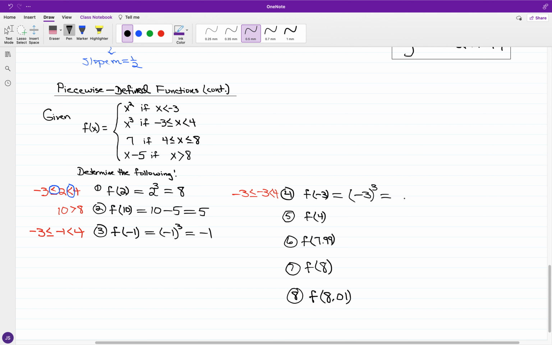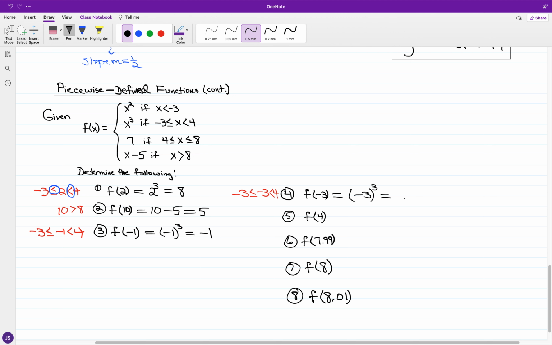Now for the input at 4, just like -3, 4 appears twice. And now -3 is less than or equal to 4, so that first half is true. But the deal breaker is trying to say that 4 is less than itself, which it is not. So the second inequality is disqualified.